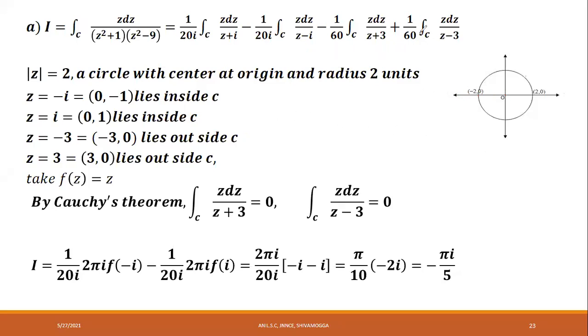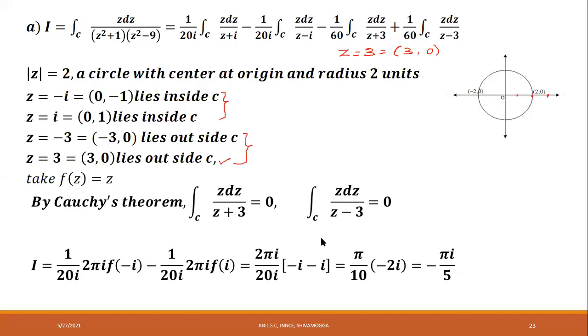Next, the last one: integral over C of z dz divided by z minus 3. This is not analytic when z minus 3 is equal to 0. Or you can write it as z is equal to 3, or (3, 0). Real part 3 and imaginary part 0. This is (1, 0), (2, 0), and (3, 0) will be somewhere here. That means it lies outside C. These 2 points lie inside C and these 2 points lie outside C.